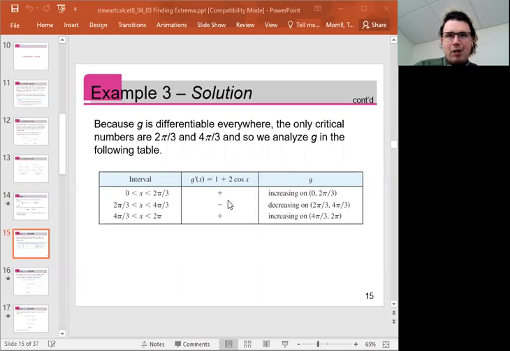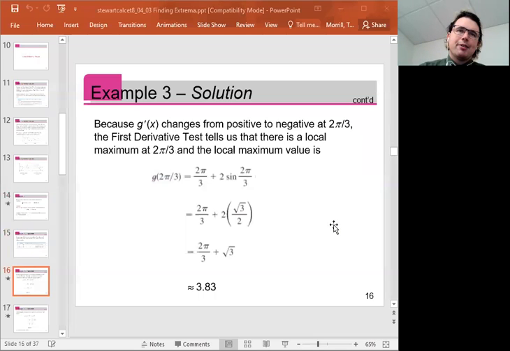Again, this is a check that we would be doing with a calculator. Then that original function has to be decreasing on that interval. And then the final interval, we check one more time. The derivative is positive here, so the original function is increasing. Well, that tells me exactly what is what in terms of extreme values.